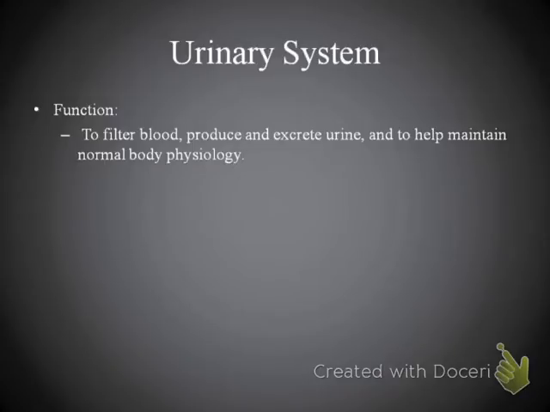So that brings us to the urinary system. As we know, the urinary system's function is to filter blood, produce and excrete urine, and to help maintain normal body physiology. So the renal system has a very important function, very important, and without good renal sufficiency, we see that patients typically are not in the best health. We see patients who have decreased renal sufficiency actually having to go on dialysis, and when they go on dialysis, many times it is a very poor prognosis for the patient. So it's necessary to have a healthy urinary system.